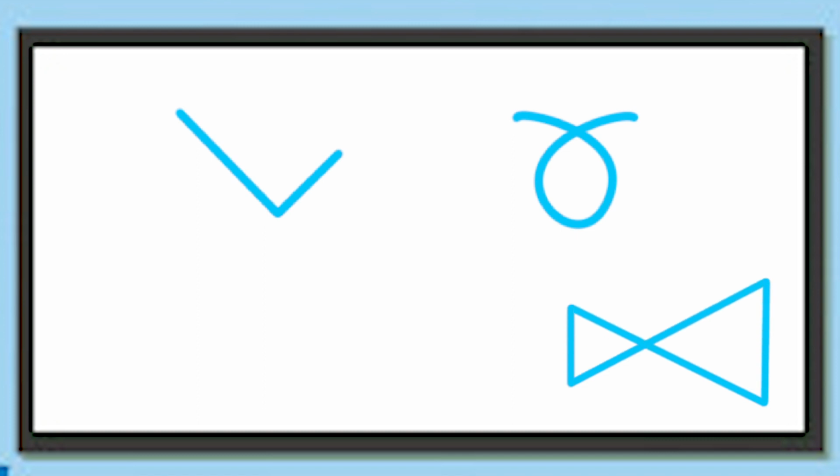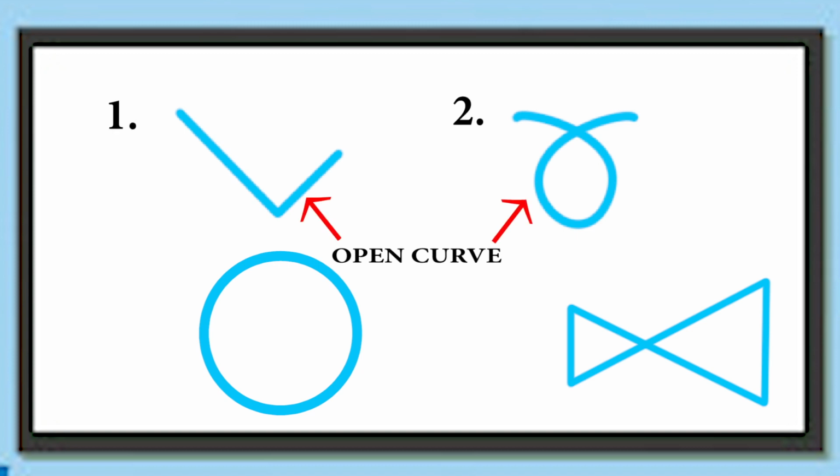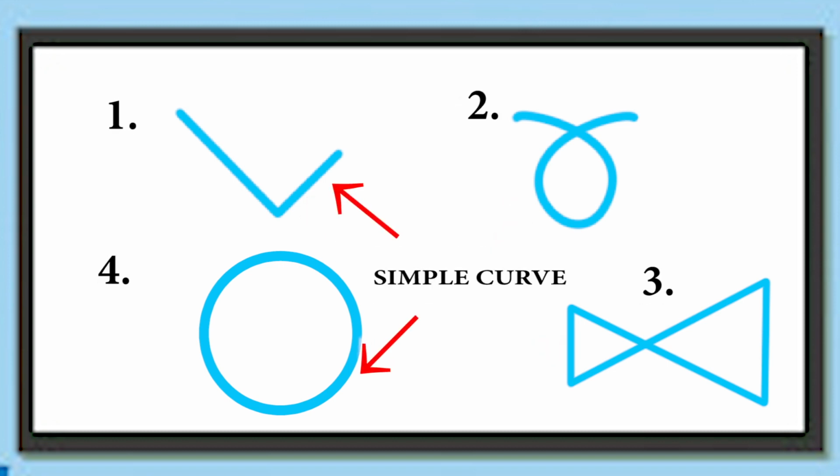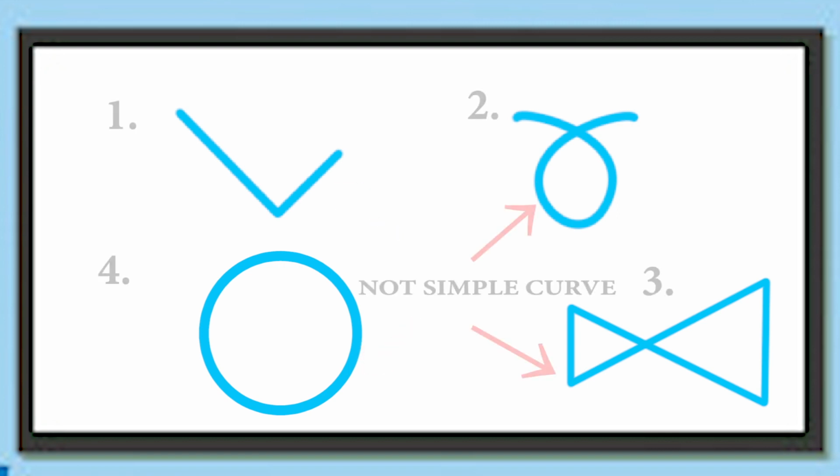Let us try to recall the different varieties of plane curves that we have learnt in our earlier classes. Do you remember the open curves, the closed curves and the simple curves? The first two are open curves and the other two are closed. Also, the first and the fourth are simple curves, whereas the other two are not simple. But why are they not simple? Because there is an overlap in their boundaries.